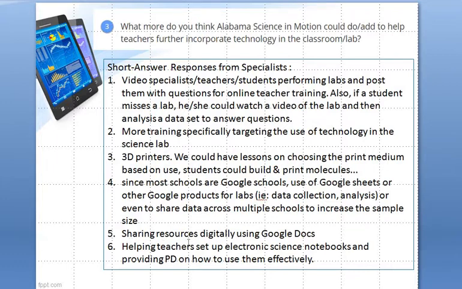Another specialist mentioned sharing resources digitally using Google Docs. And another specialist said helping teachers set up electronic science notebooks and providing PD on how to use them effectively. And so I'm hoping in the future that our Science in Motion program will start to incorporate some of these suggestions from the specialists.